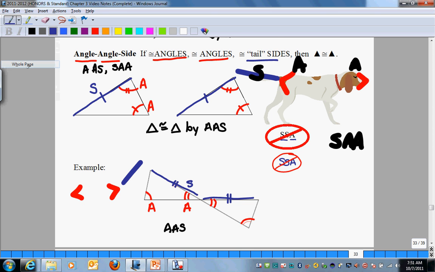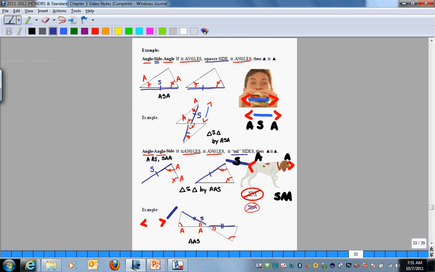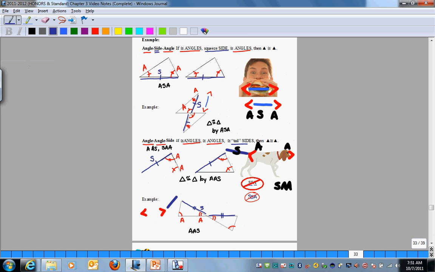Take just a moment and in your brain, stop and ask yourself, what is the difference, and say this out loud, what is the difference between angle, side, angle, and angle, angle, side. Take just a moment, stop the video, and explain that out loud to yourself.